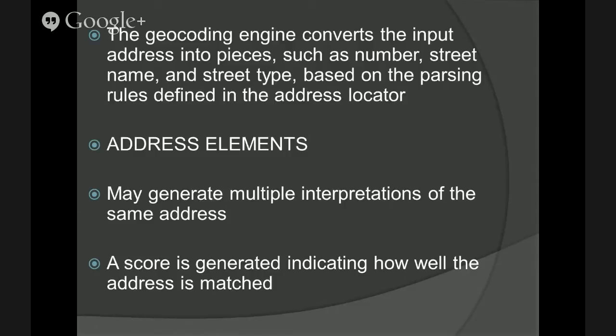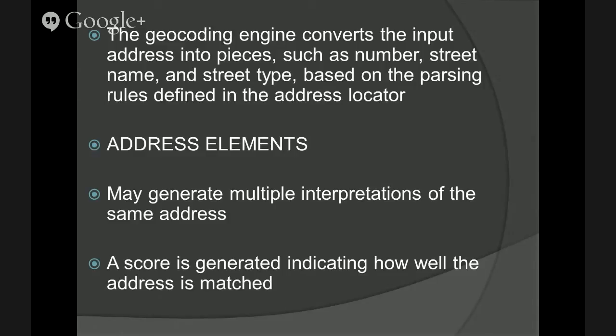What the geocoding process, or the geocoding engine, does, which all links back to the address locator, is it converts an input address into pieces. So for example, there's a number, a street name, and a street type. All of this information is used in the address locator to identify the point location. We refer to all these different pieces that fill in the information the address locator needs as address elements.